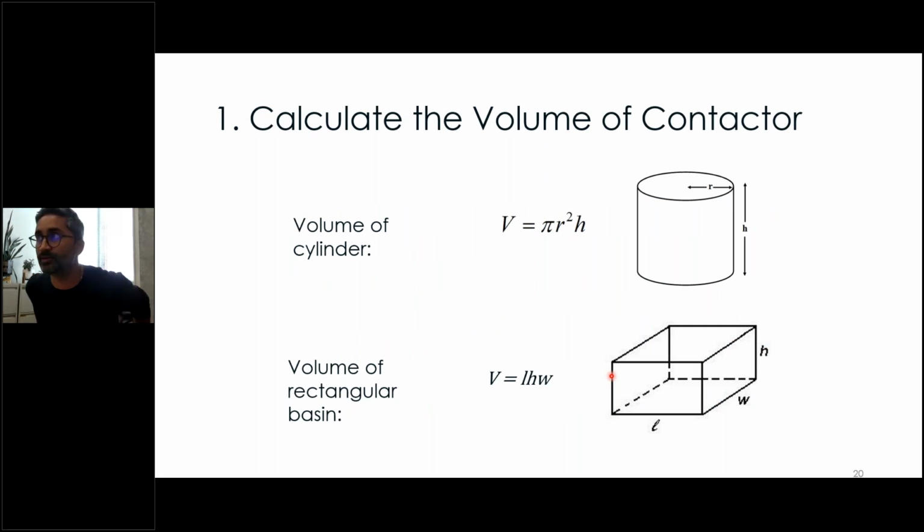First, to calculate the volume of your contactor or your basin, it's really a matter of just looking at it and seeing, is it a cylinder, is it a rectangular basin? And then based on that, you can use the volume calculation, either pi r squared h, where r is the radius of the tank, h is the height of the tank, or length times height times width. By getting the dimensions of your tank, you can then calculate the volume. So you want to calculate the volume of your basin. You might even just have the volume if you know it from the manufacturer.